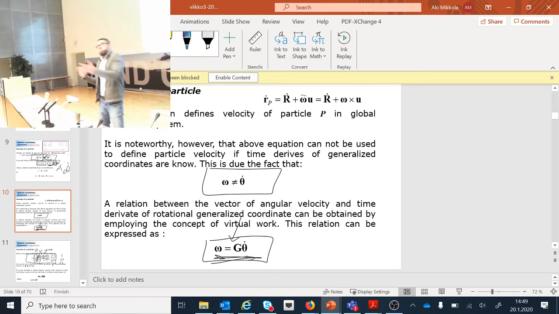Okay, what is the G-matrix doing for you? Can you answer that question? It maps something, but what does it map?